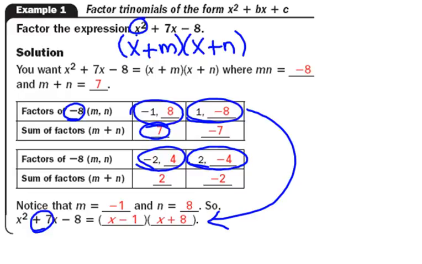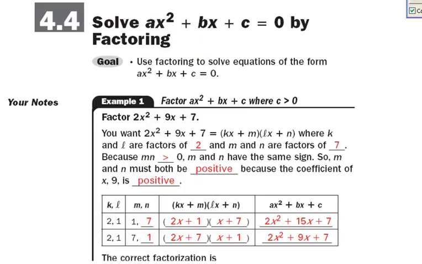Remember, this is something we just had to practice over and over again. So where are we going with this? We are now going to start factoring quadratics where there's an a term other than 1. So I want you to look at this example here, and pick which of these factorizations you think is correct.